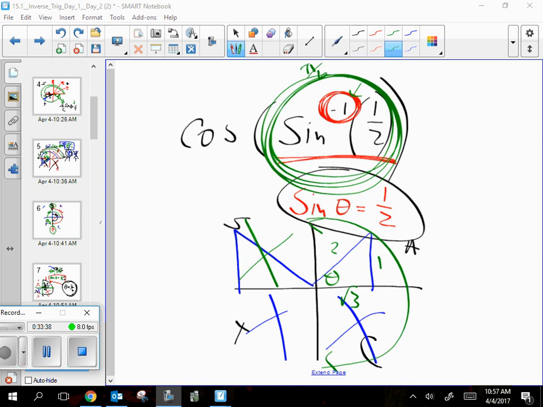Now I want to do cosine of pi over 6. No need to go draw a new triangle. The same old triangle is going to work. So what is cosine of pi over 6? I look at this triangle. It's already pre-drawn for me by myself. And I get cosine's adjacent over hypotenuse. Final answer, root 3 over 2.